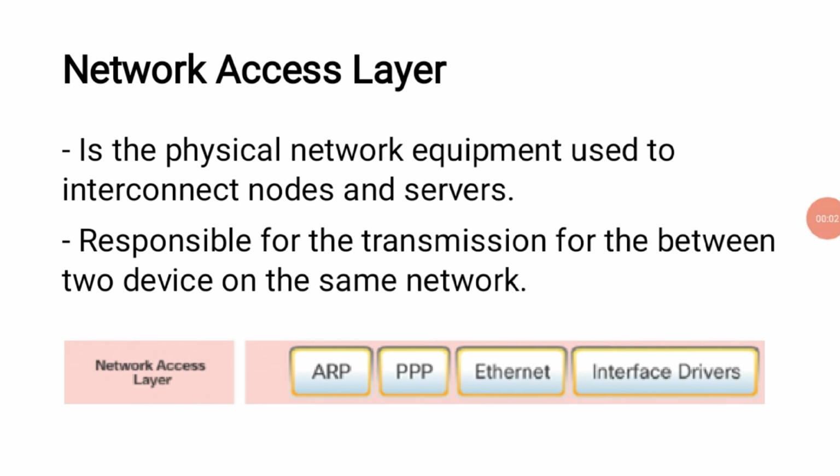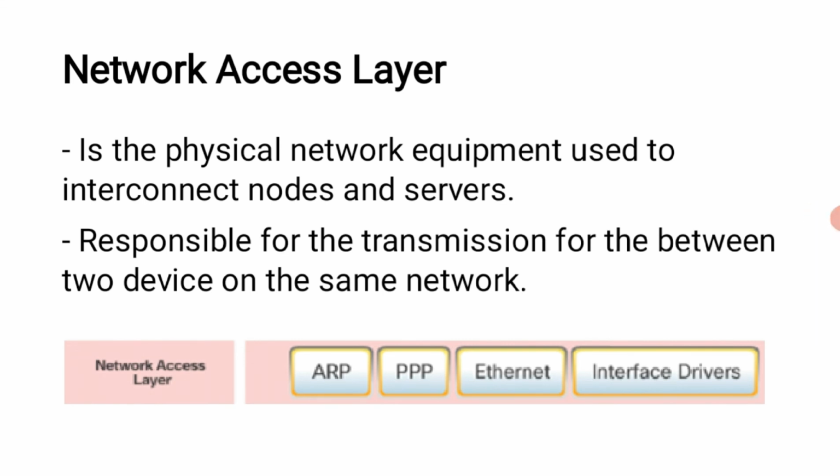Next is the network access layer. It is the physical network equipment used to interconnect nodes and servers, responsible for transmission between two devices on the same network. So the network access layer controls the hardware devices and the media that make up the network. Protocols part of the network access layer.